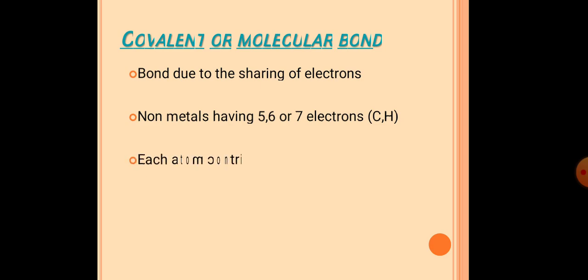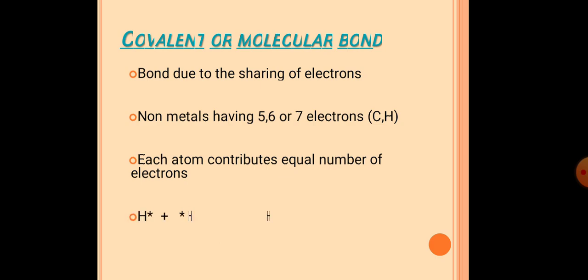Now the important concept in this is each atom contributes an equal number of electrons. So it is called mutual sharing of one or more pairs of electrons. When a non-metal combines with another non-metal to attain the stable electronic configuration, the sharing of electrons takes place. Because of the sharing of electrons, they form a covalent bond.